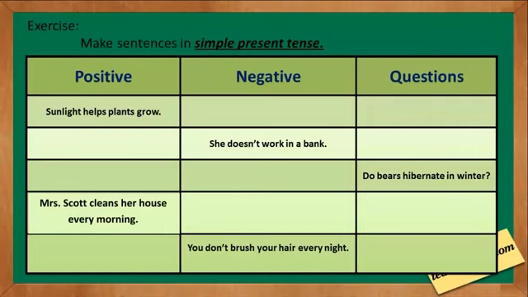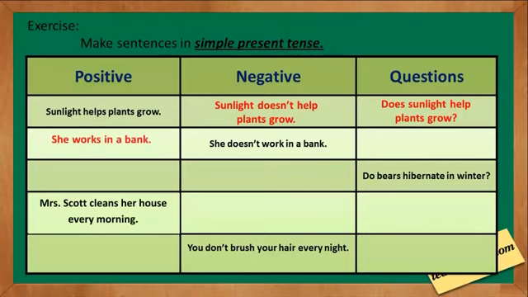For our exercise, make sentences in simple present tense. The first one: Sunlight helps plants grow. The negative sentence should be, Sunlight doesn't help plants grow. And for the question, it should be, does sunlight help plants grow? The second one, she doesn't work in a bank. The positive statement should be, she works in a bank. And the question is, does she work in a bank?